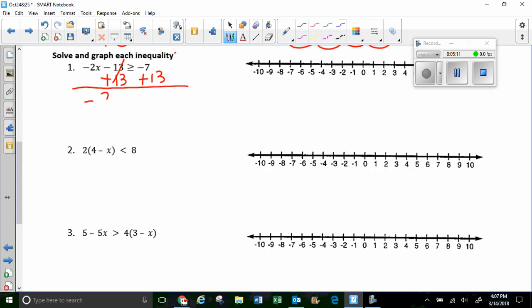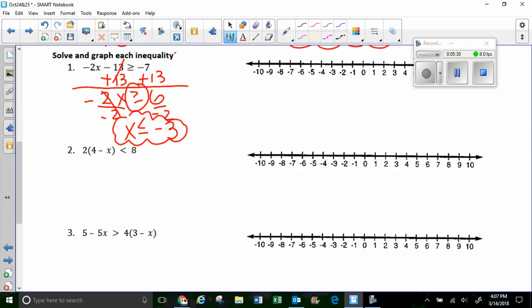So that leaves me with negative 2x is greater than or equal to positive 6. The last step, divide both sides by negative 2. And remember, I'm going to flip the direction of my symbol because I divided by a negative number. So I got x is less than or equal to negative 3.